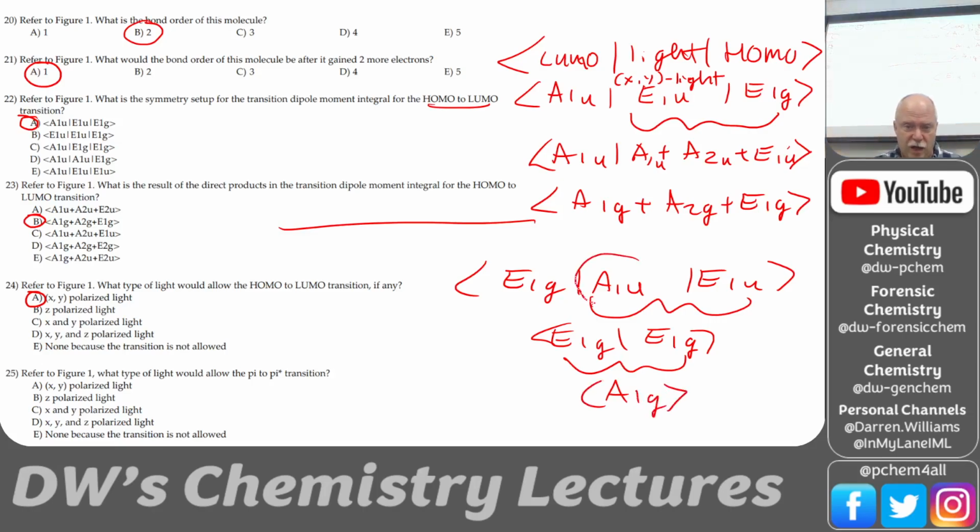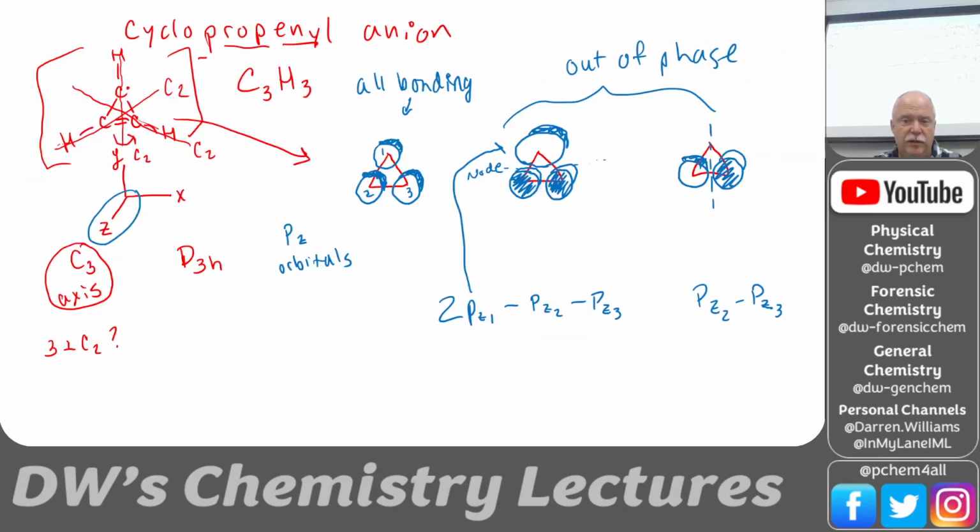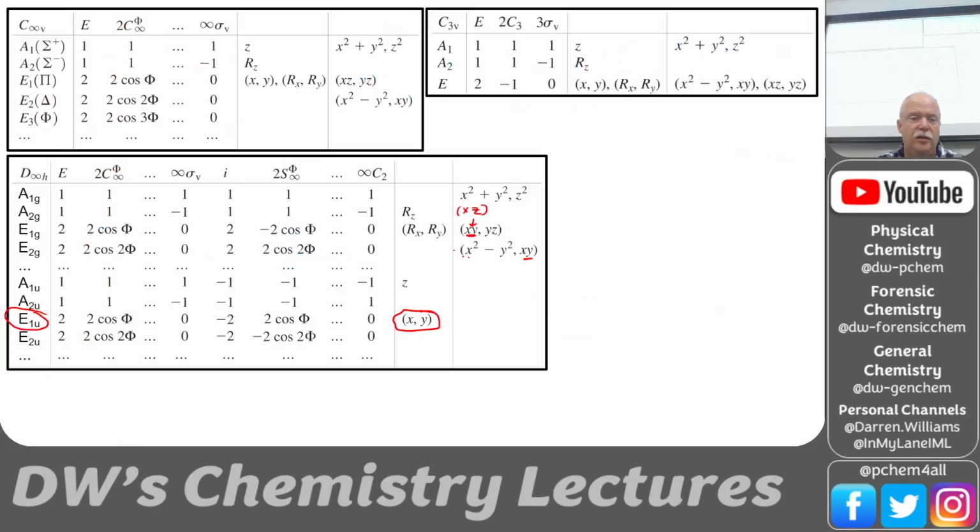Okay, so we need to look up A1U in our character table and see if there's a light that associates with that, and sure enough, it's Z polarized light. So that would cause our HOMO to LUMO transition in this molecule.